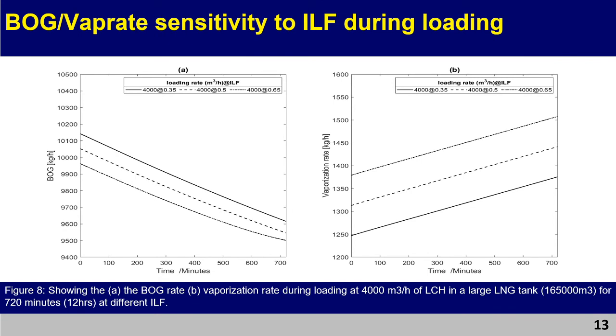In the case of loading, you can see that the higher the initial liquid filling, the lower the BOG generation, and that is because of the vapor thermal expansion and displacement. Because at the lower initial liquid filling, when you are flowing liquefied natural gas into the tank, you have a higher displacement of vapor coming out of the tank. And for the case of vaporization, you can see that a lower initial liquid filling has a lower vaporization rate, and that's because of a lower surface area for heat ingress into LNG.